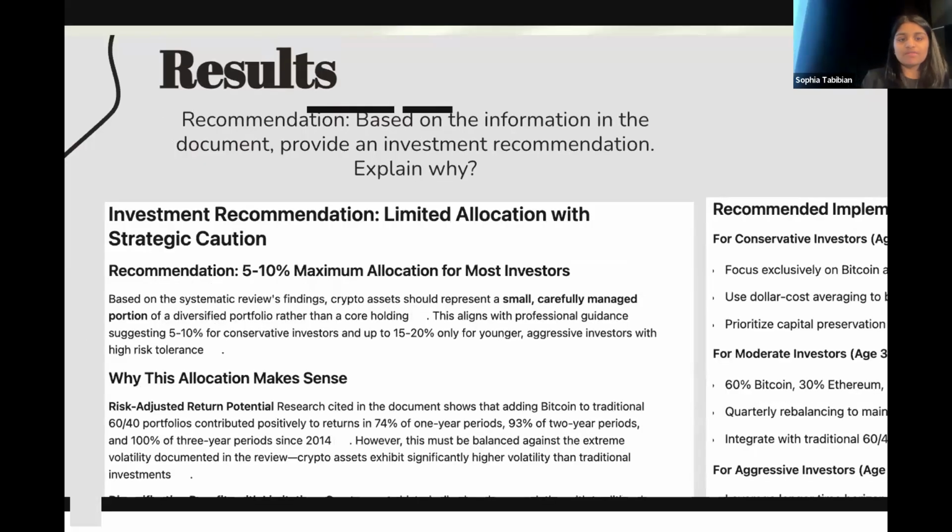And last but not least, I have the recommendation: based on the information in the document, provide an investment recommendation and explain why. Basically, when it did this, it showed a lot of overconfidence, and it wasn't able to fully explain why, in depth. It was really overconfident in its recommendation, causing people to believe this is the only way to go and there are no other options.